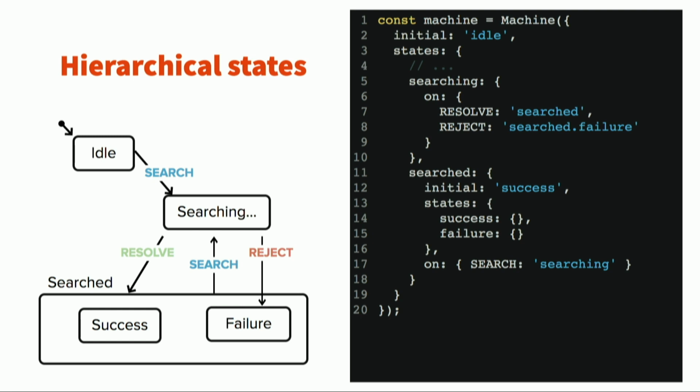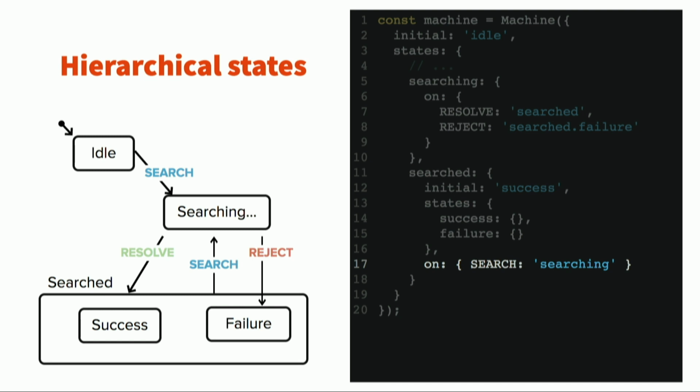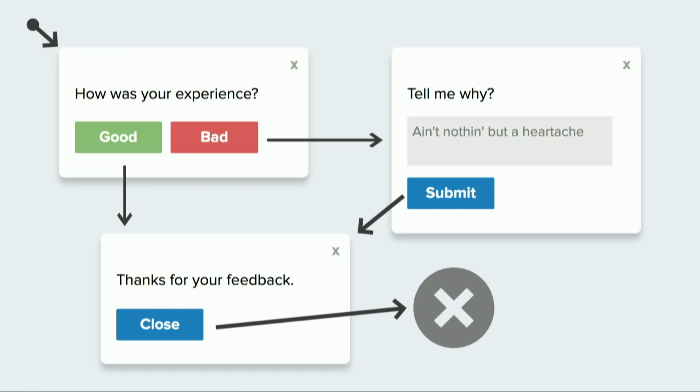And so this could be represented by nesting these states right into the search state, this sort of parent state, and defining common behavior for both of those states. And then we could define that on the search event, regardless of which child state we're in, we transition back to searching. So let's take a practical example.